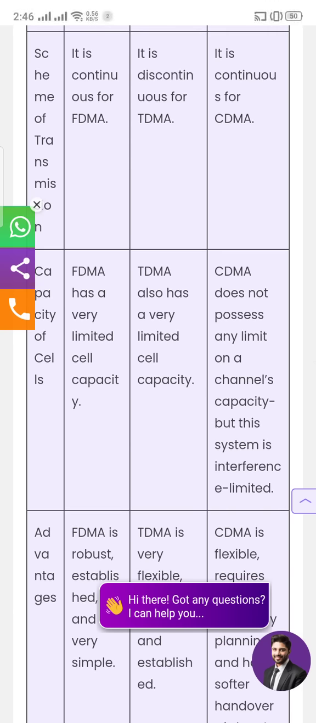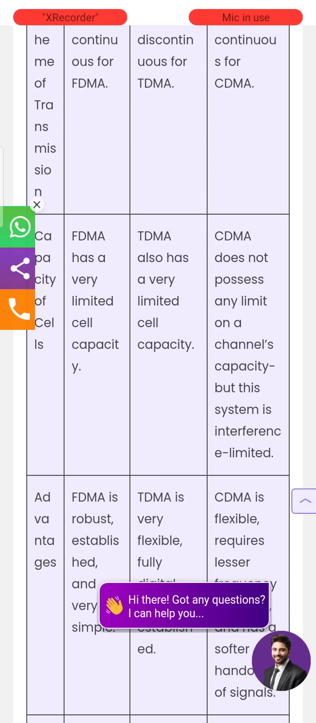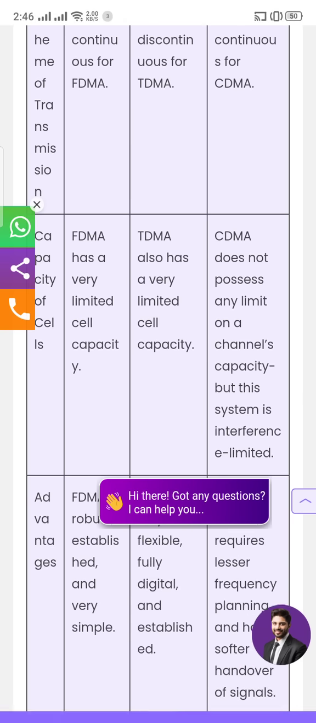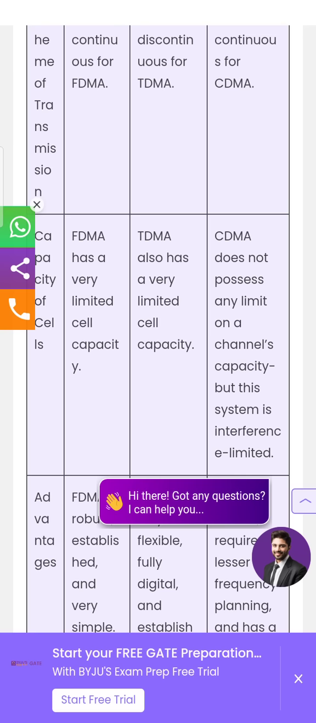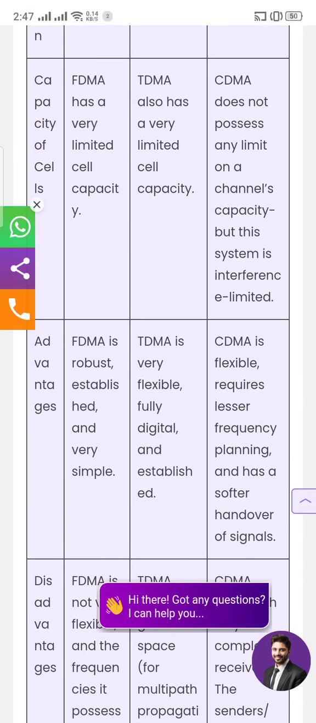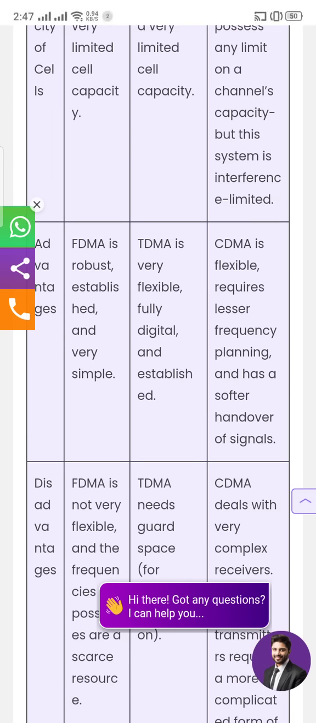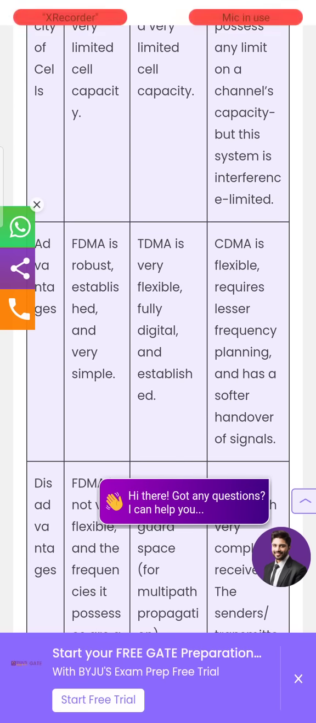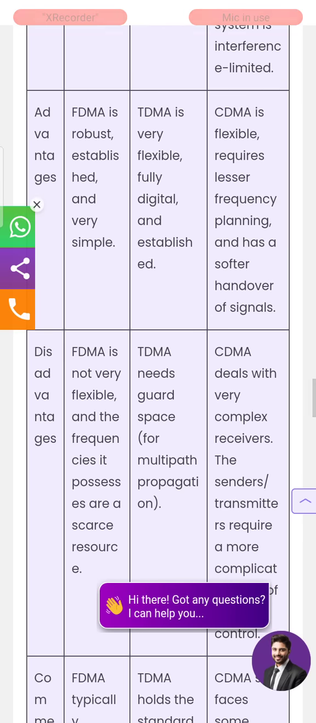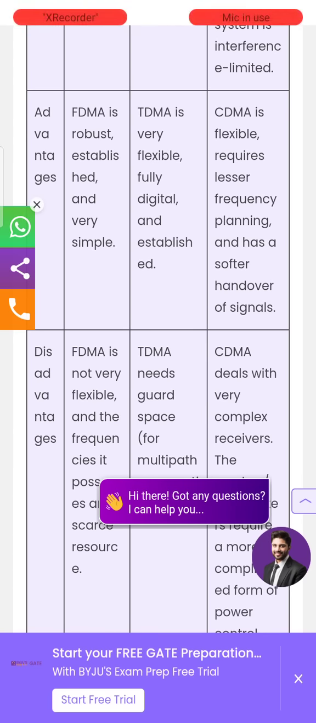FDMA is not robust. TDMA is very flexible and fully digital. CDMA is flexible, requires less frequency planning and has a softer handover of signal.